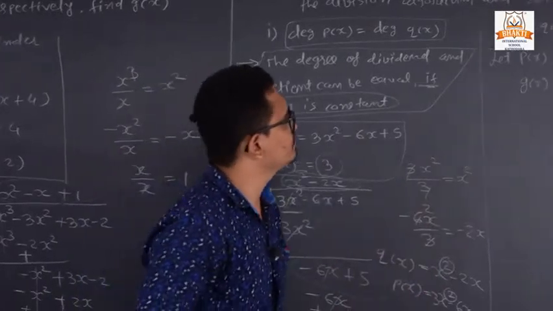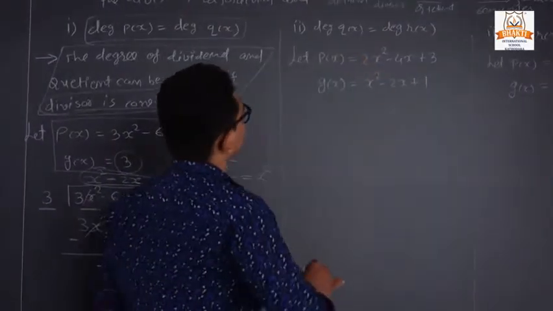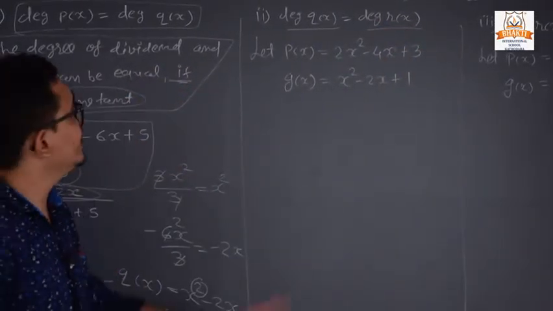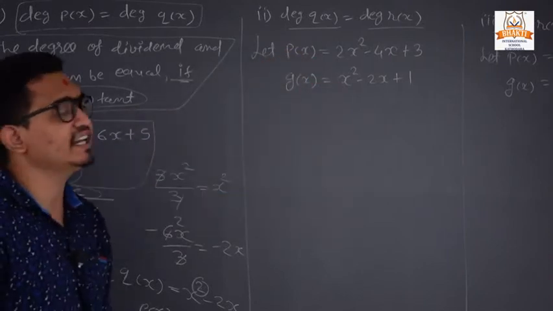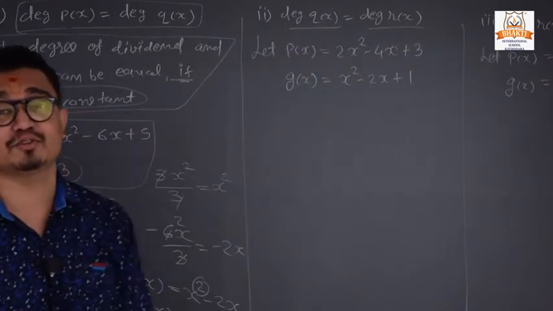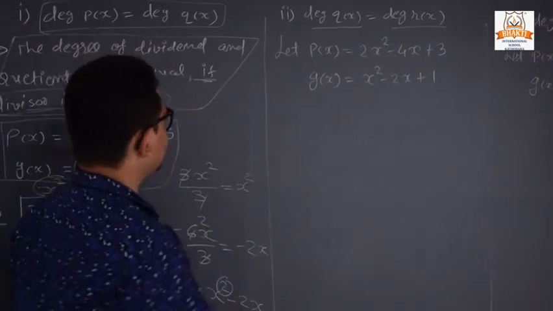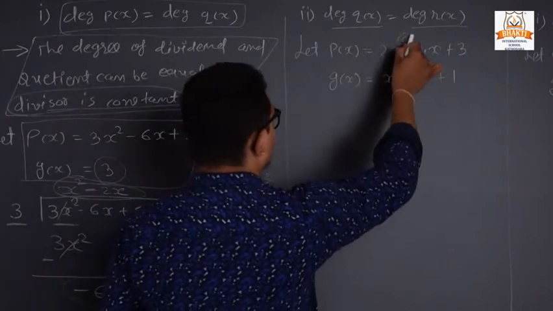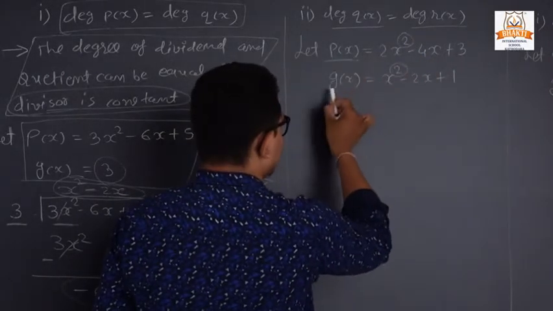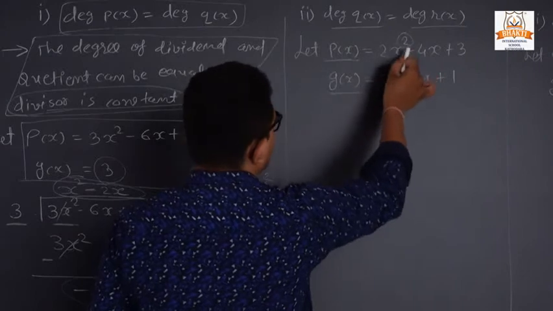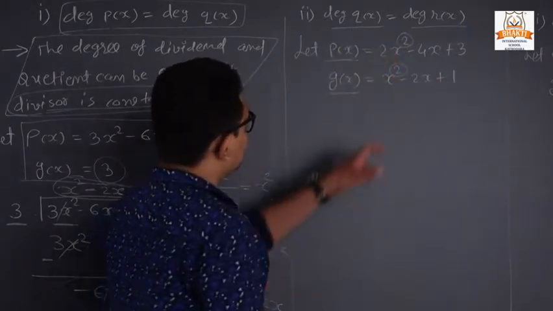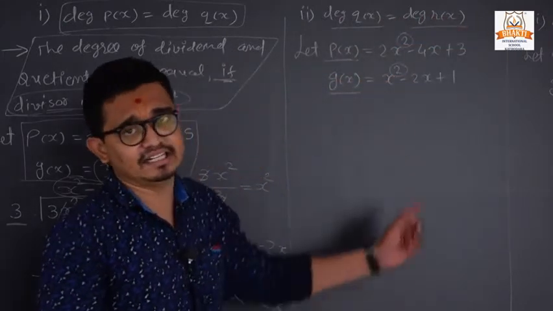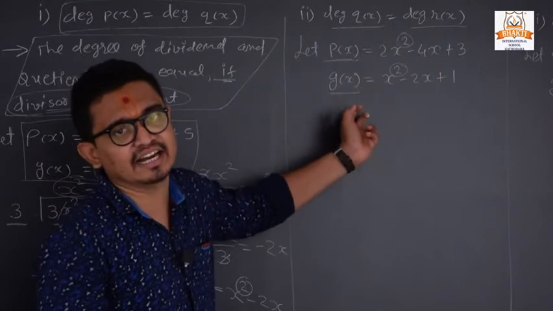Now the second condition: degree of quotient is equal to degree of remainder. Clear? So how is it possible? For that, we can take one example. If dividend and divisor both have the same degree, then when we divide, we can find that the degree of quotient and degree of remainder will always be the same. So that is the condition for our question number two.